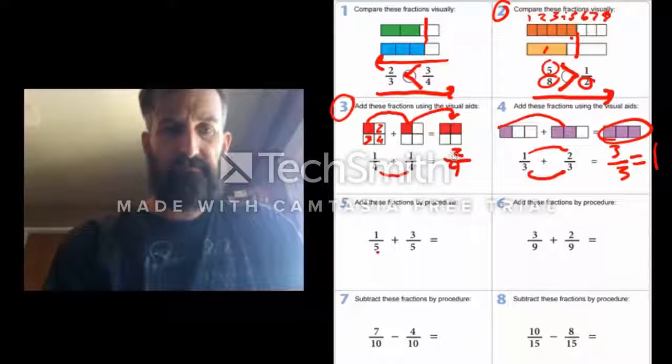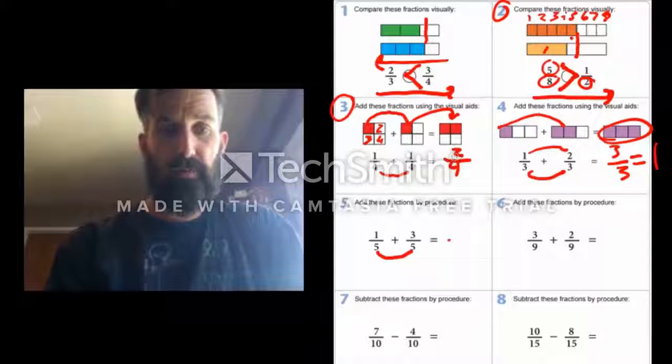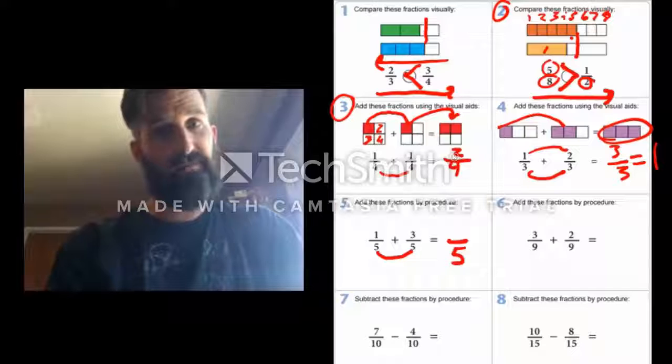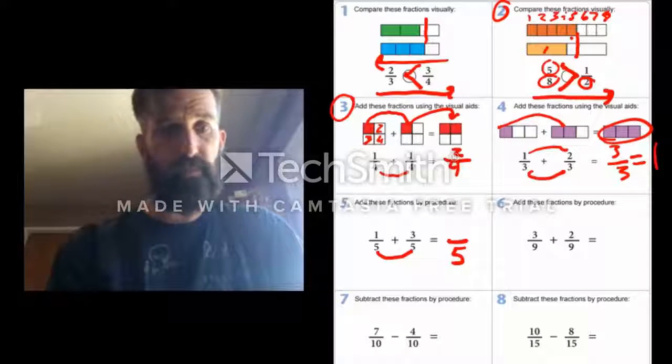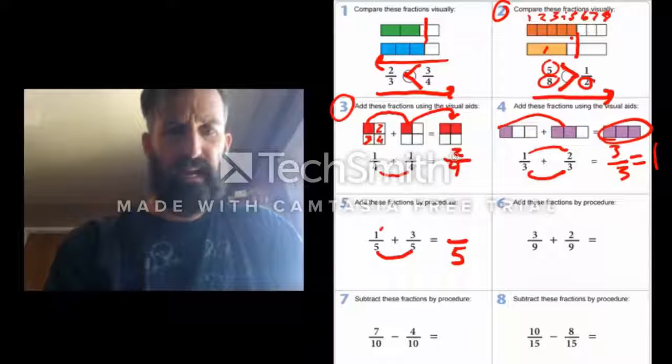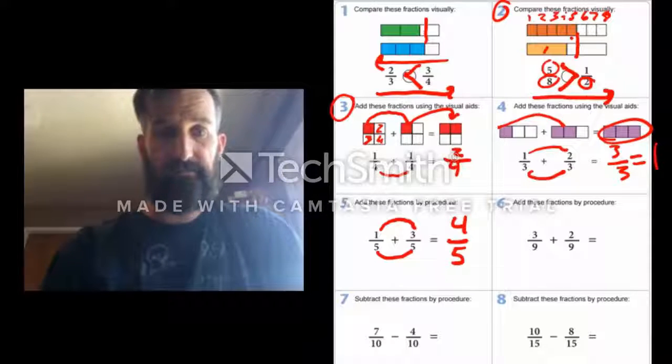On number 5, they don't give me the picture anymore, but that's okay. I can just say, are these denominators the same? Yes, they are. So I know my denominator is going to be the same down here, because I can't add fractions or subtract fractions if they don't have the same denominator. But on my numerator, that doesn't matter. Those I can add or subtract. In this case, I'm adding, so 1 plus 3 is 4. So I have 4/5 as my answer.